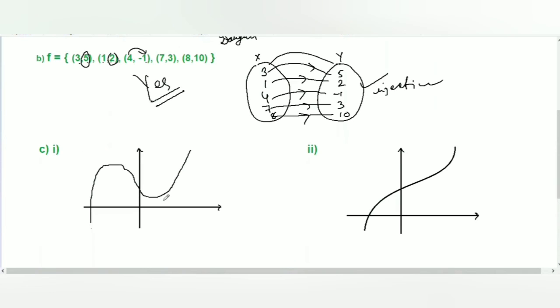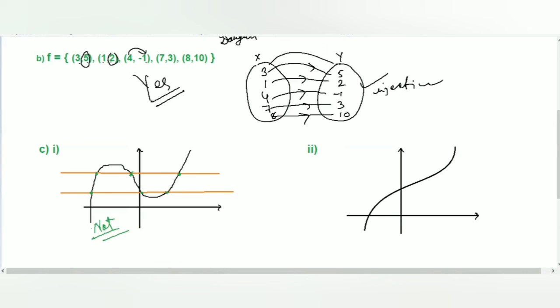Now here I have given two graphs. Try to identify from the graph whether they represent an injective function or not. For the first graph, what we should do is draw a horizontal line to identify whether this is injective or not. Clearly you can see that this horizontal line intersects the curve more than once. For an injective function, the horizontal line should intersect the curve only once. So this is not an injective function.